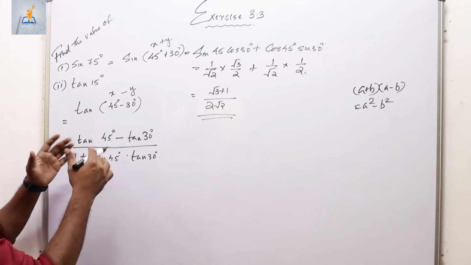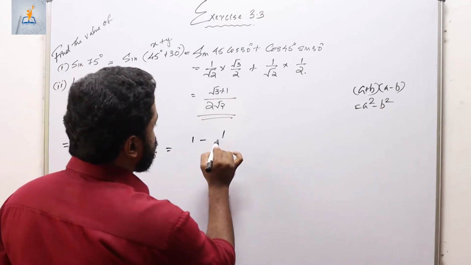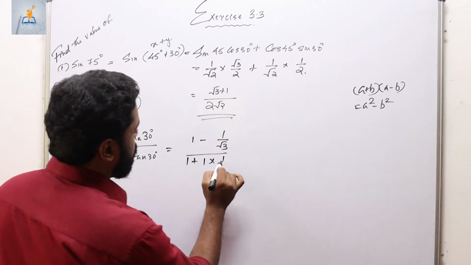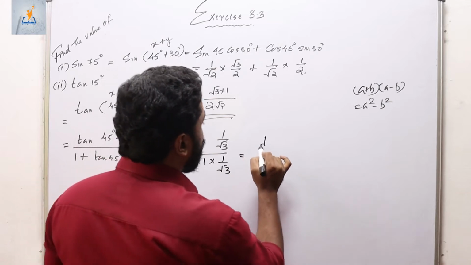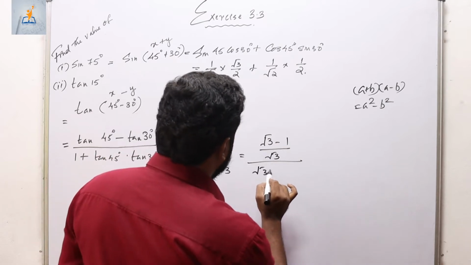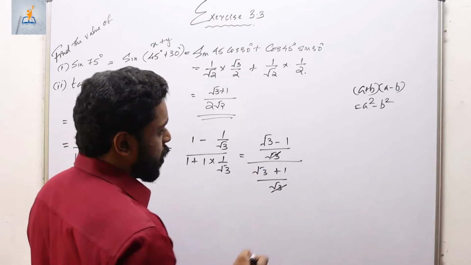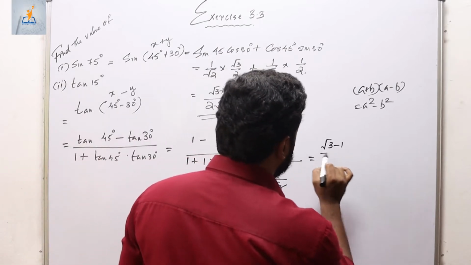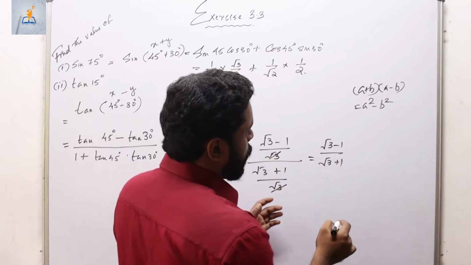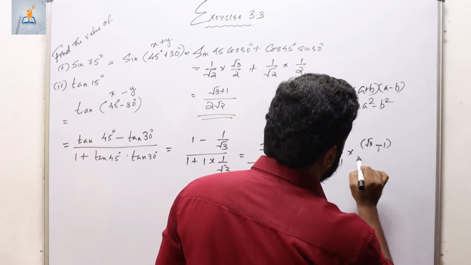Now we shall just substitute the numerical value of each of the functions. It will become tan 45 is 1, tan 30 is equal to 1 by root 3, whole divided by 1 plus 1 into 1 by root 3, isn't it? It is equal to root 3 minus 1 divided by root 3, whole divided by root 3 plus 1 divided by root 3. So we can cancel root 3 common from both the sides. So it will become root 3 minus 1 divided by root 3 plus 1. Now we can just rationalize this fraction into a better form by multiplying numerator and denominator with root 3 minus 1.